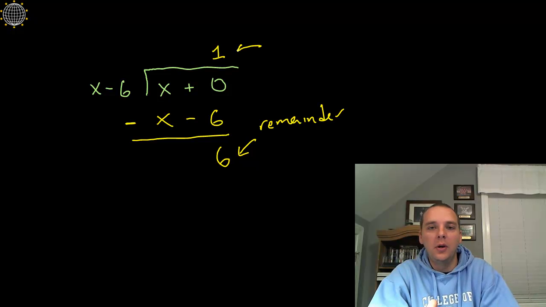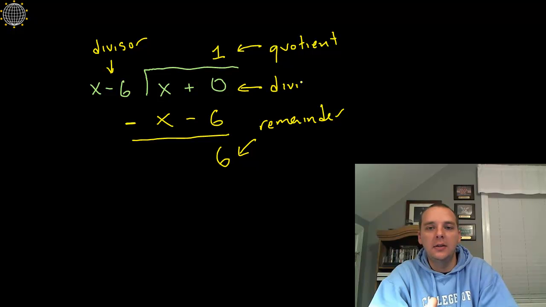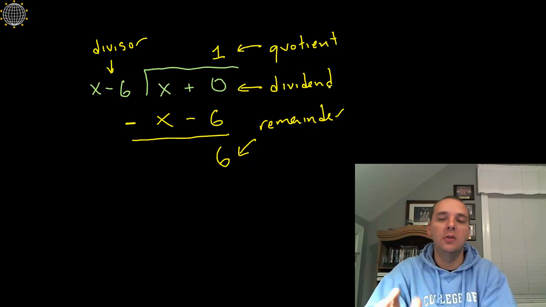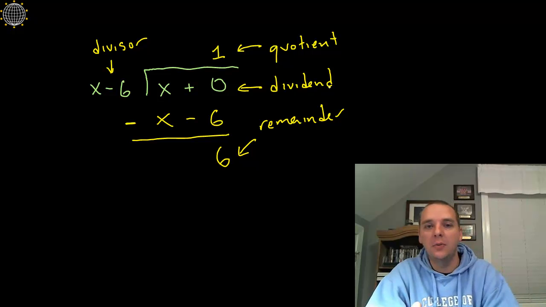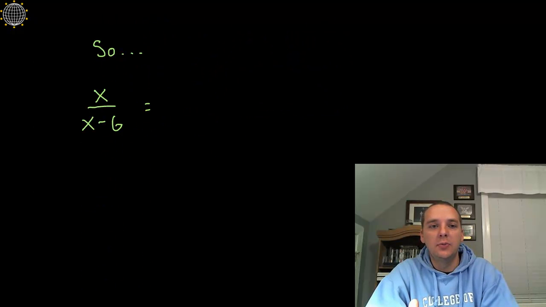This guy here, as we all know, is called the remainder. The number 1 up here is called the quotient. The x minus 6 right here is called the divisor. And the x right here is called the dividend. So same phrases, same vocabulary that we learned back in middle school, even. I mean, a long time ago when we were learning long division of numbers. Now, how does this help us? Well, the main thing it helps us do is rewrite x divided by x minus 6.